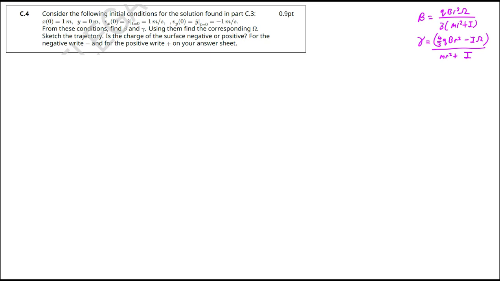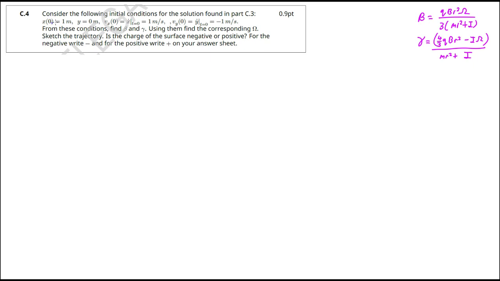So let's do C4. In C4, they give us a range of initial conditions, and then they want us to use our solution from C3 to find beta and gamma, and then we're going to find the corresponding value for capital omega, which can tell us how fast the table is rotating. First of all, let's have a look at these initial conditions.